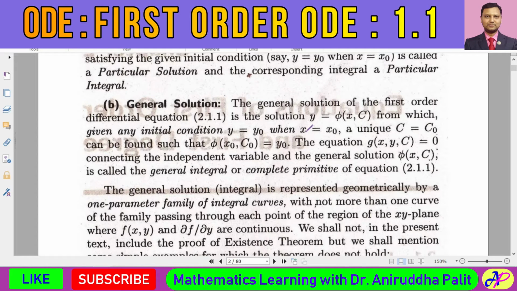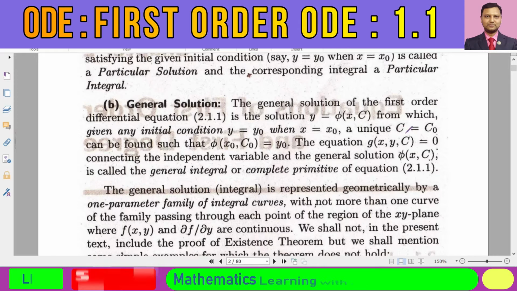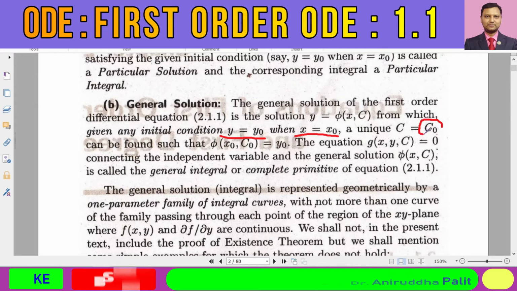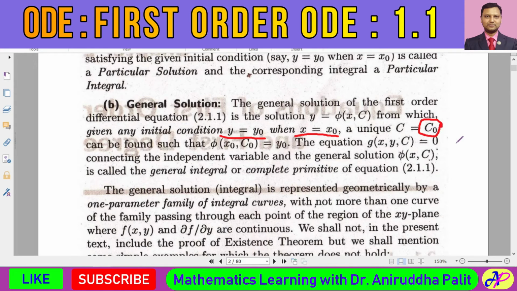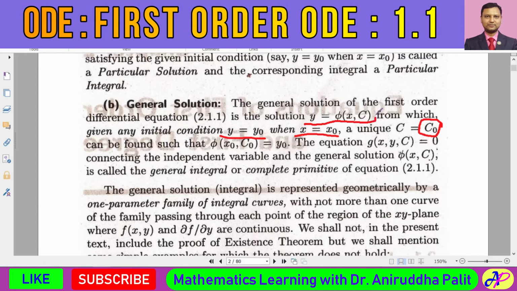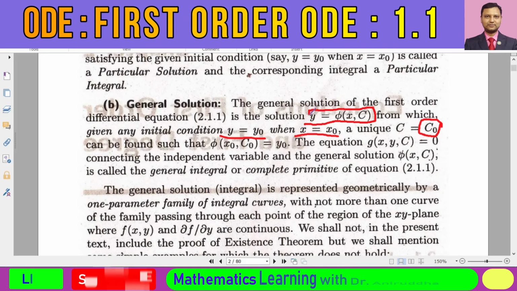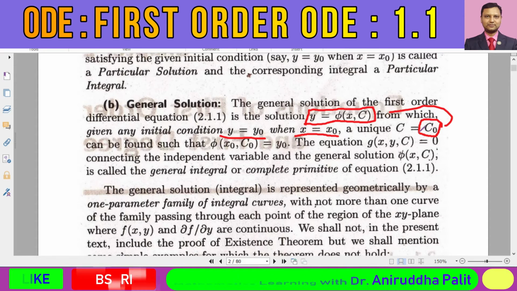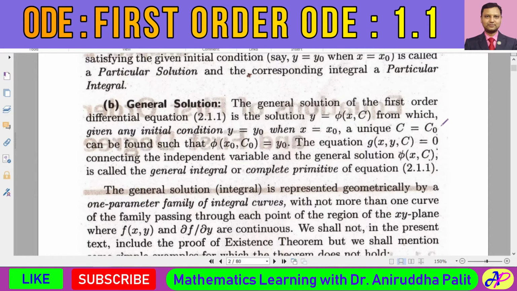Now, whenever we compute the value of this arbitrary constant, we can use the relation that y is equal to y0 when x is equal to x0. After computation of the exact value of this arbitrary constant, maybe this value is equal to c0. So if you put c is equal to c0 in this expression, y is equal to phi of x comma c, then we are actually putting a particular value of c, say c0.